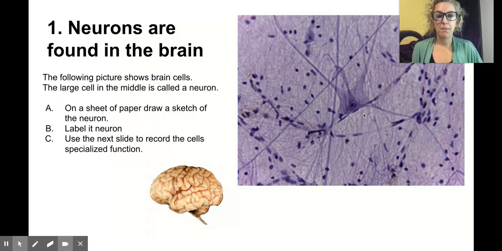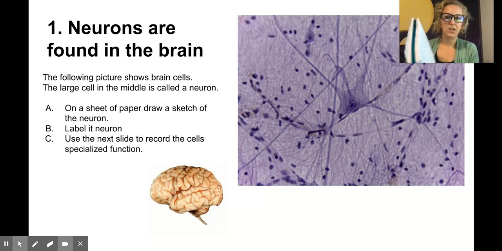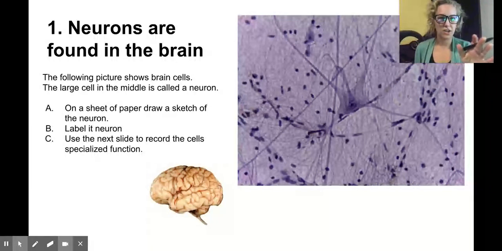So, number one, we're going to look at a cell called a neuron, and neurons are found in the brain. Now, over to the right, you'll notice a picture that shows brain cells. It kind of looks like a spider web with these long legs poking out. Those are called dendrites. Now, you're going to take your piece of paper. I'm looking at my notebook again, and you're going to sketch a neuron. Look at the right-hand side, you're sketching a neuron.